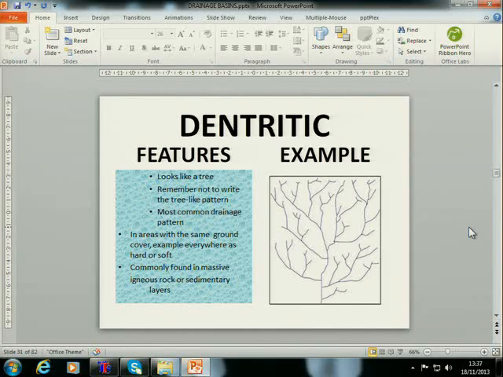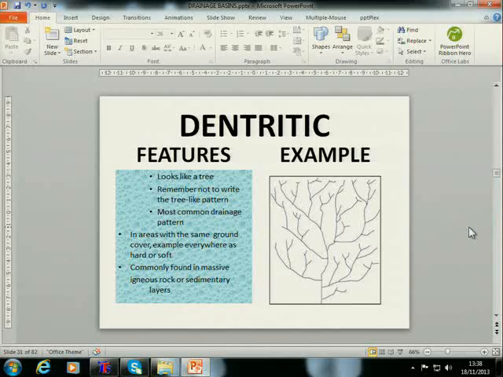But now, please remember, do not write the tree-like pattern in the exam. It will not be marked correctly. It looks like a tree, but it is not a tree-like pattern, it's the dendritic pattern. It is the most common drainage pattern that we can see on the topographical maps, and it is found in areas with the same ground cover. Right, this I want to explain.